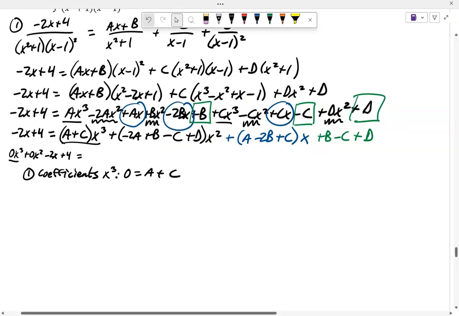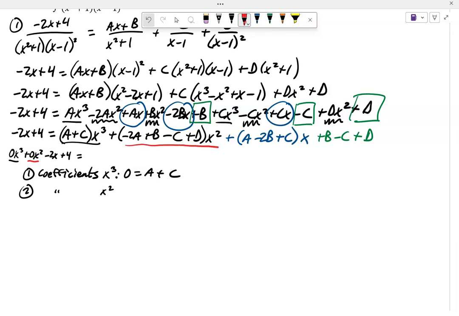My equation 2, my coefficients of x squared, right? Let me do it in red. 0x squared lines up with this negative 2a plus b minus c plus d. So 0 is the coefficient, negative 2a plus b minus c plus d.